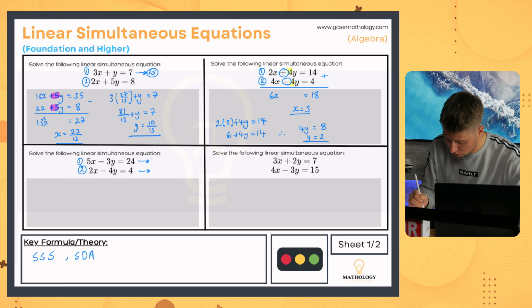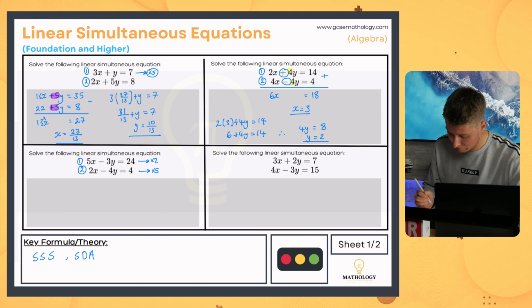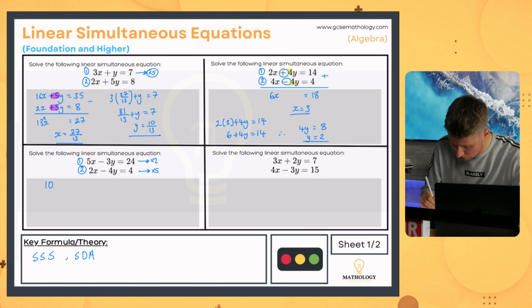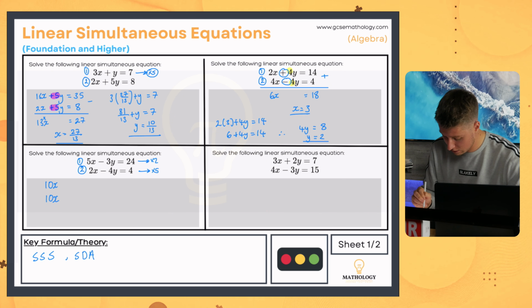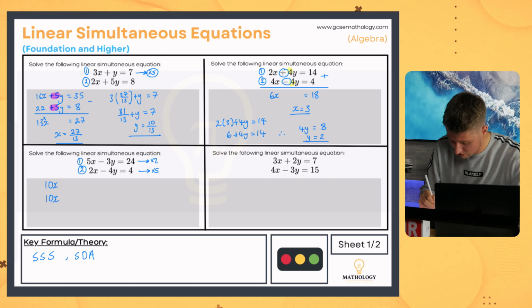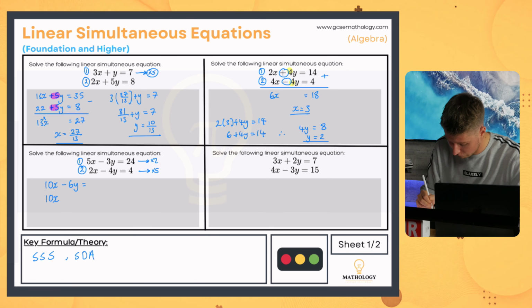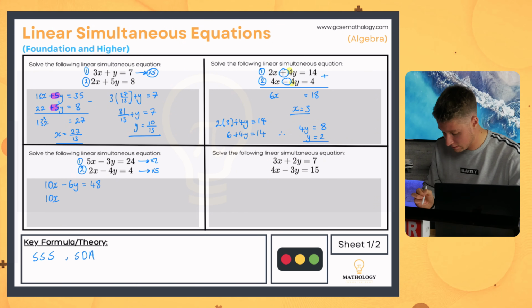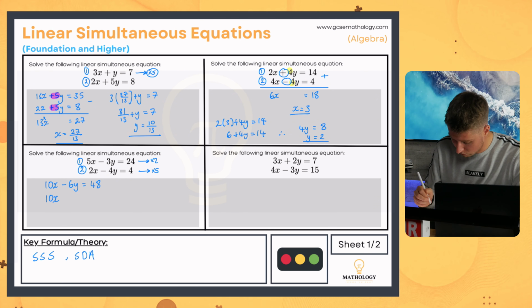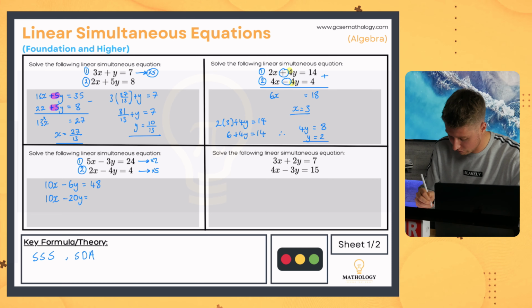If we multiply equation 1 by 2 and multiply equation 2 by 5, we're going to get 10x in equation 1 and 10x in equation 2. 2 multiplied by negative 3y is negative 6y, and 24 times 2 is equal to 48. 5 multiplied by negative 4y is negative 20y, and this is equal to 4 times 5, which is equal to 20.